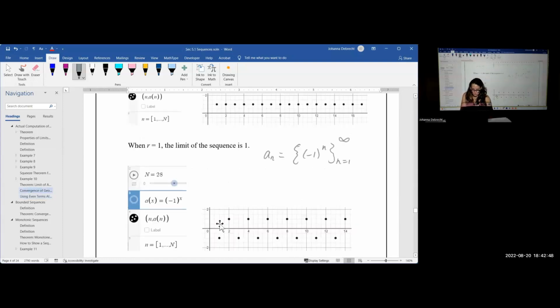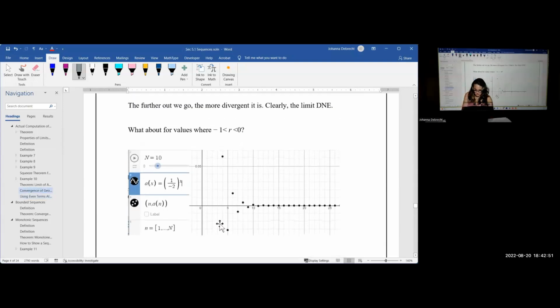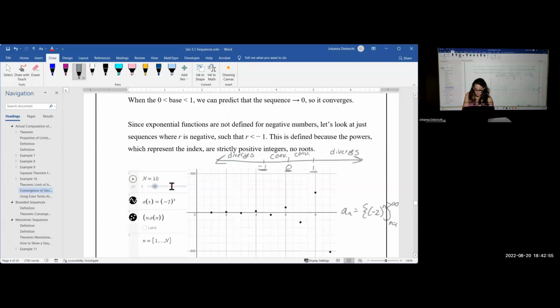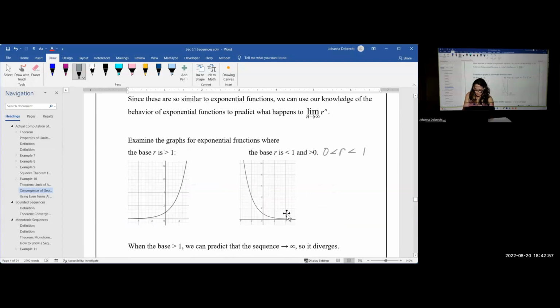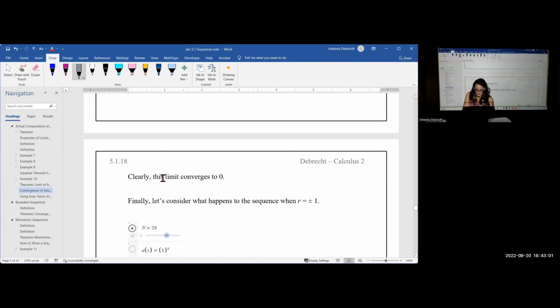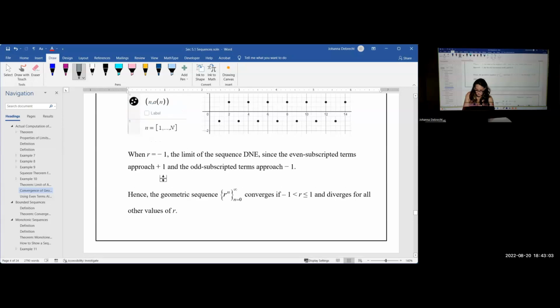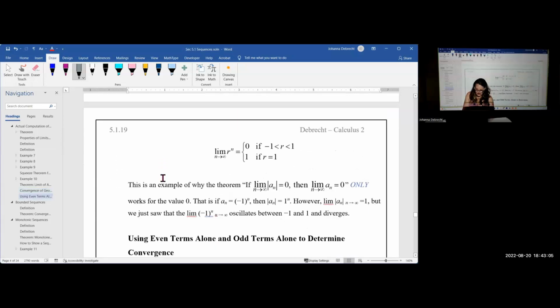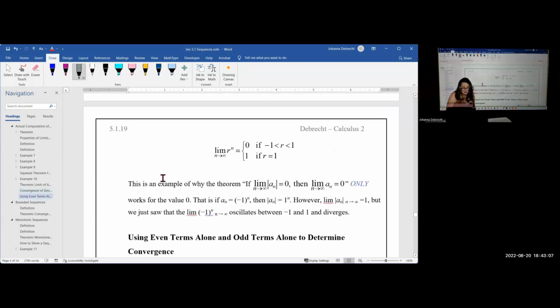So again, we're looking at these graphs right here where they're oscillating down to 0, right? Coming down towards 0. Now let's take a look at this representation of what's happening. This basically means that the limit of r to the n is 0 if r is between -1 and 1, and it's 1 if r equals 1.